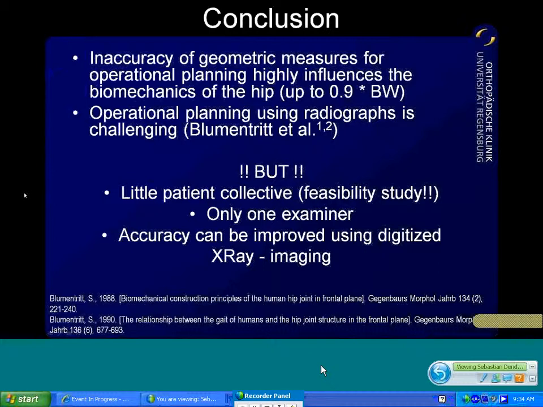But please notice, we also have only a small patient collective because this was a feasibility study, and we only had one examiner examine all the pictures and all the 3D models. And the accuracy can be improved using digital X-ray imaging. So there is room for more.